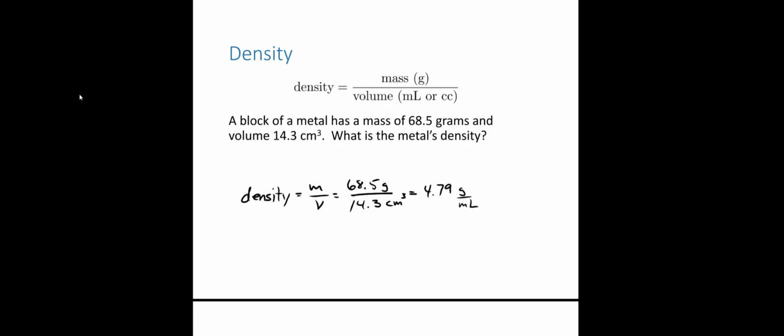So if we were to write this in words, 4.79 grams of this metal occupies, and now we're going to see something very important, the word per. Per means for every one. So 4.79 grams for every 1 milliliter. Actually, we used centimeters cubed here. Let me change that. Centimeters cubed.